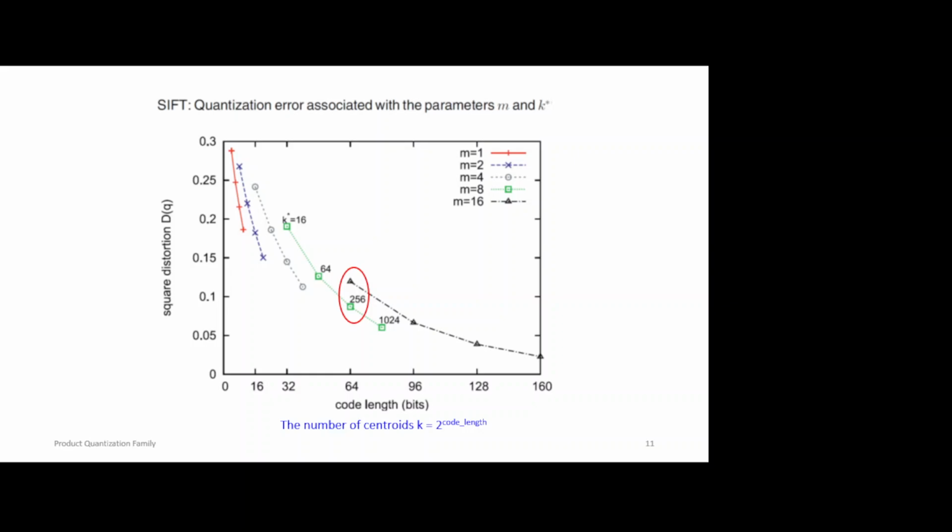Okay, let me show this figure. In these figures, the x-axis is the code length. You can treat the code length, which is 64 bits, as meaning you can generate 2 to the 64 centroids. Here you see these two methods and these two parameter configurations can achieve 2 to the 64 centroids. How to do it? Let me show you the configuration.